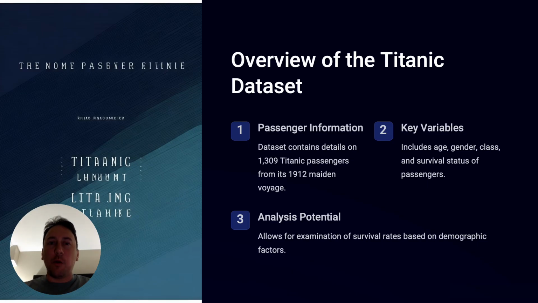So let's check the overview of the Titanic dataset. This data holds a record of 1,309 passengers who were on the RMS Titanic during its maiden voyage in 1912. Data of the passengers includes details on age, gender, class, and whether each passenger survived or not. This information enables us to look further into the survival rates among different demographic features.